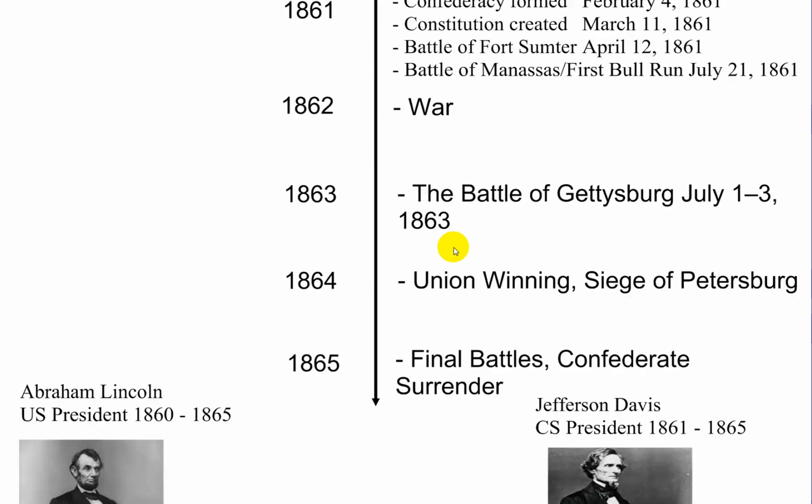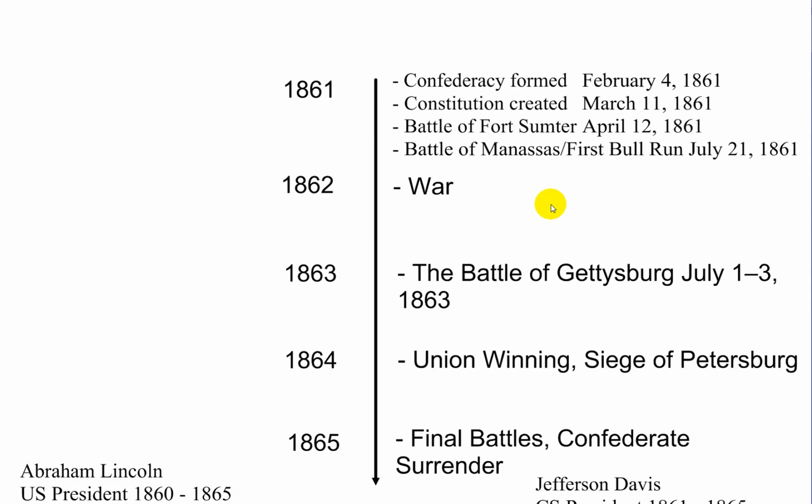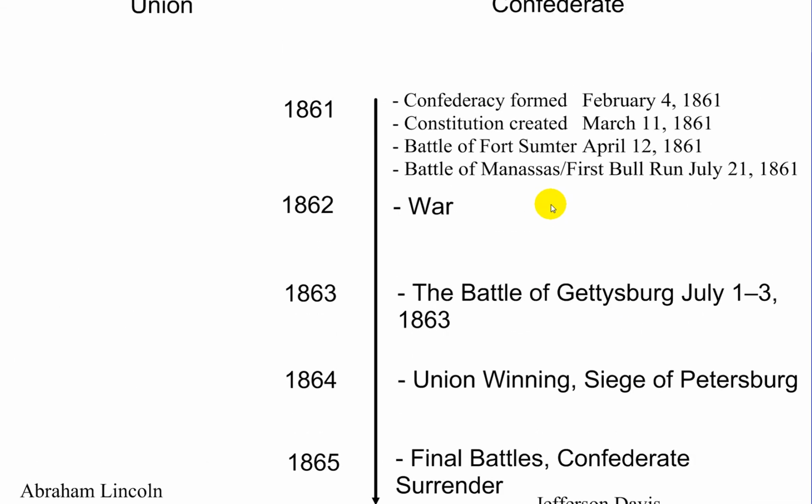So here's the timeline of the most important events. The first one is 1861. The Confederacy was formed, the CSA, Confederate States of America, on February the 4th, 1861. The Constitution was created on March 11th, and then the Battle of Fort Sumter, the thing that said, all right, the CSA and USA are at war. That's basically the start of the war.